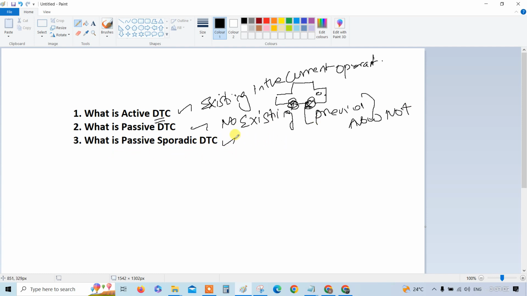Now, what is passive sporadic DTC? It is something very peculiar, a kind of rare scenario. If you have minimal ECUs it is rare, but if you have multiple ECUs, yes, there may be chances. What exactly is it? Say for example, on assumption, the car is driving and a driver wants to turn on a GPS, the global positioning system, which is a map for navigation.